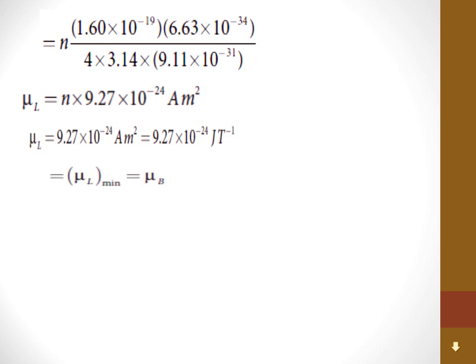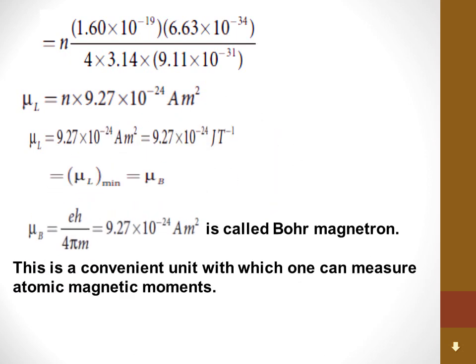Mu L, with n equal to 1, is equal to mu B. Therefore, mu B is equal to e h divided by 4 pi m, which is 9.27 into 10 to the power minus 24 A m square, and this is called the Bohr magneton. This value is called the Bohr magneton. This is a convenient unit with which one can measure atomic magnetic moments.